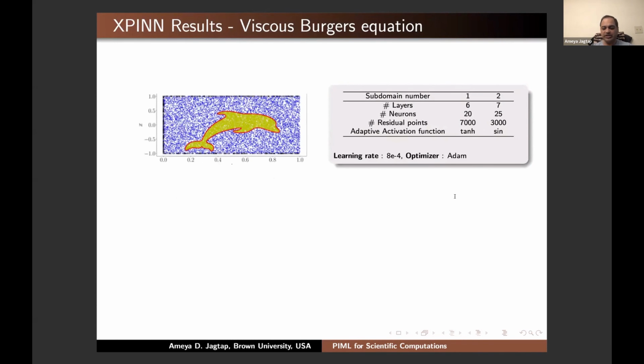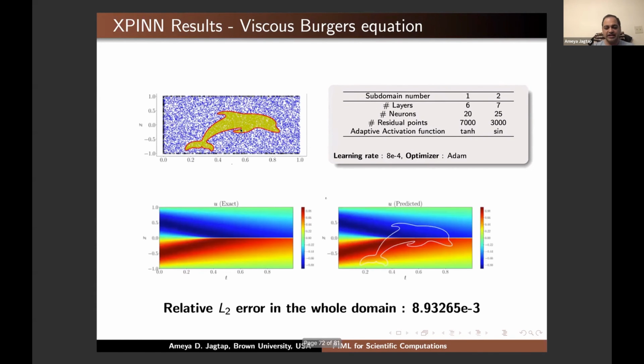Again, let's come back to the viscous Burgers equation. How much time do I have? I'll just quickly finish this. Now you can see the decomposition here. We have a dolphin and the outside blue water, so we have just 2 subdomains. Remember, this is the x-t domain, so you can split it any way, no matter what the shape of the interface. That's the exact versus predicted solution, and you can see we get a quite accurate solution. My L2 error is in the range of 10^-3 to 10^-2 here.